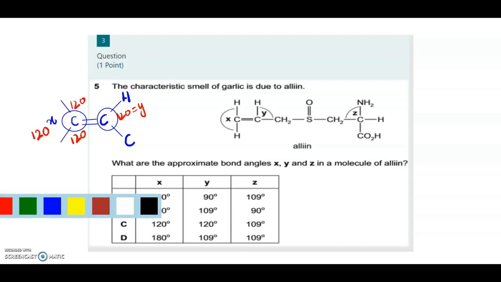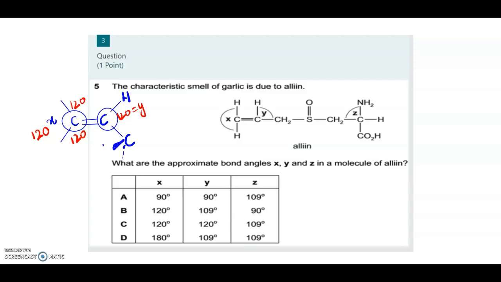Now come to the carbon which has its 4 valencies utilized. This kind of carbon, which has 4 valencies, is sp3 hybridized. sp3 hybridized means 1 H here, 1 H here, and this is in a direction.